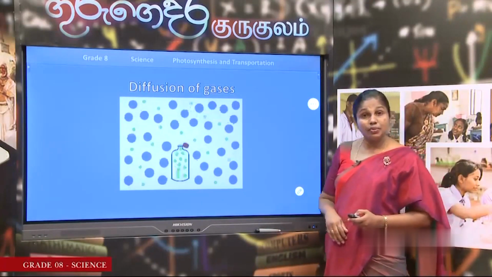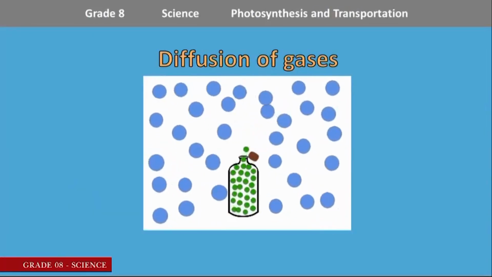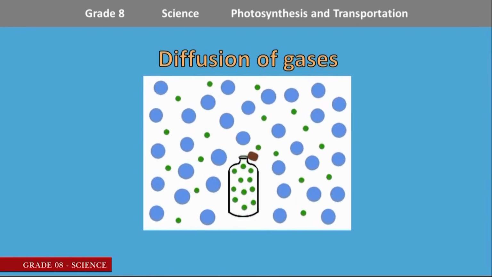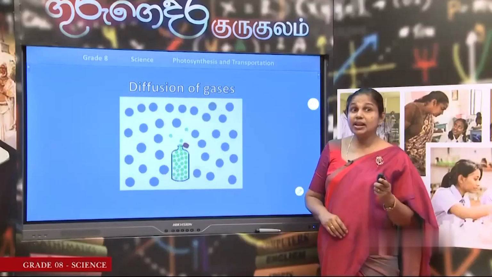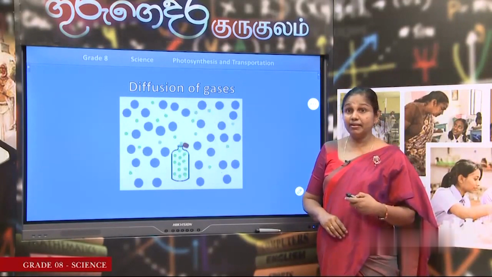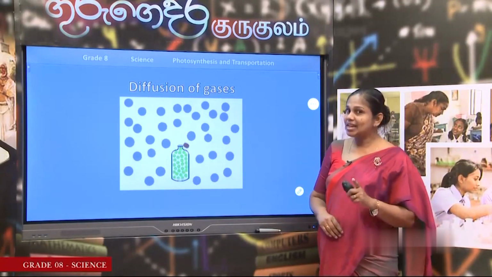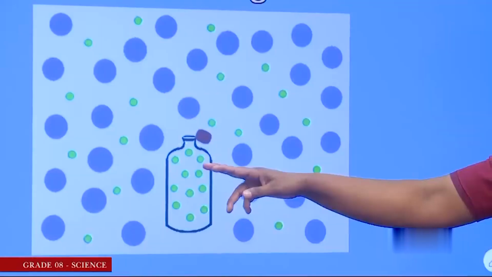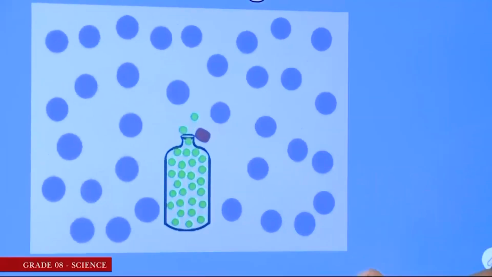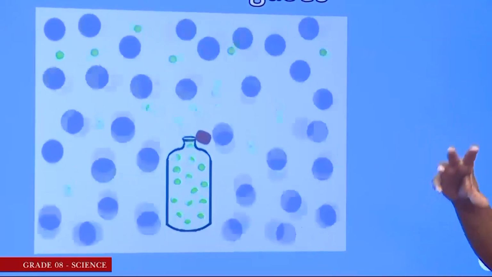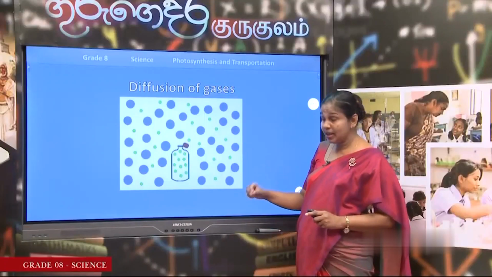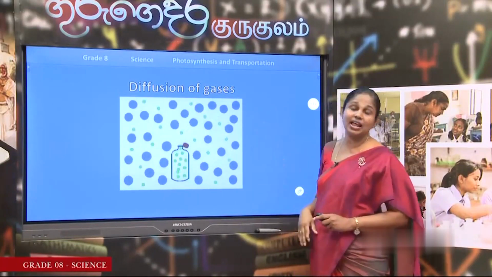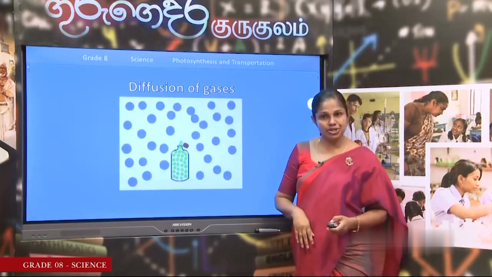See, you may have experienced this, children. When a perfume bottle is opened in a room, what will happen? If the perfume bottle is opened far away from you, still after a few seconds you will get the fragrance or the smell of the perfume. It happens because of this. See, children, this is what happens. Perfume particles are evaporated from the bottle, and as there is more perfume particle concentration in the bottle, these perfume particles move and spread through air particles like this. This is what diffusion is.